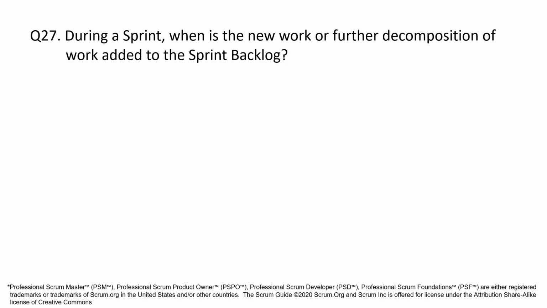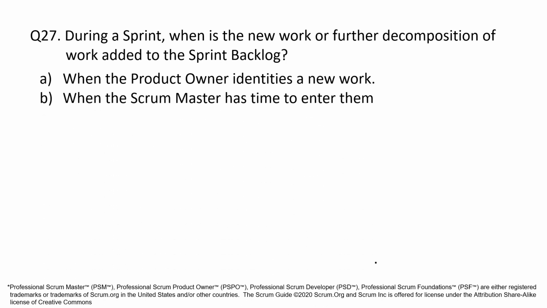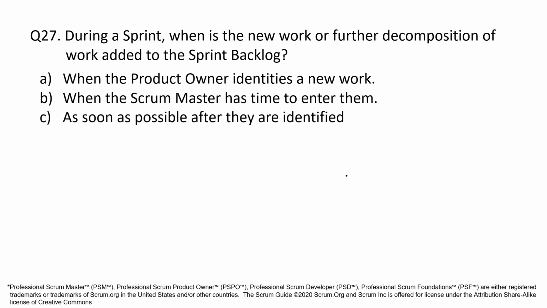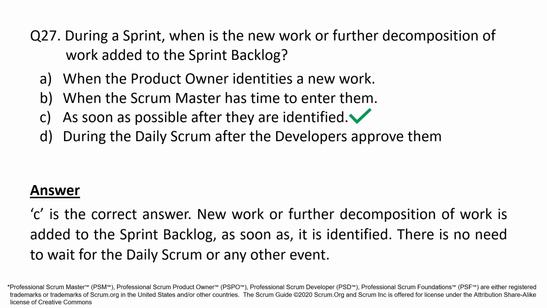Question 27. During a sprint, when is the new work or further decomposition of work added to the sprint backlog? A. When the product owner identifies a new work. B. When the Scrum Master has time to enter them. C. As soon as possible after they are identified. D. During the daily Scrum after the developers approve them. Option C is the correct answer.